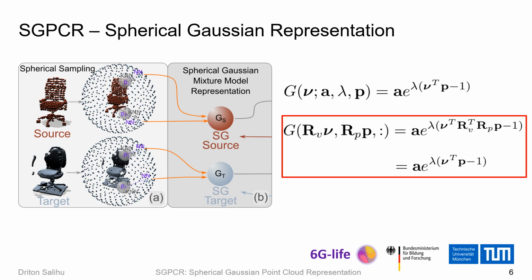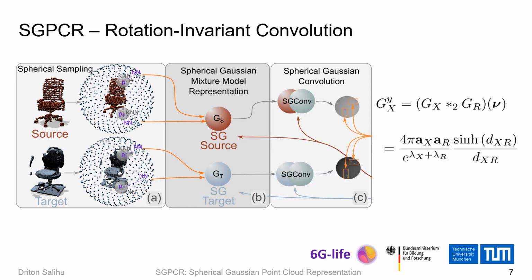Due to the inherent definition of spherical Gaussians, this representation is rotation-equivariant, as seen from the following equation, showing the rotation can be cancelled by finding the inverse rotation. Further, to improve the representation, we introduce a rotation-invariant convolution, which we term spherical Gaussian convolution, or SGConv.